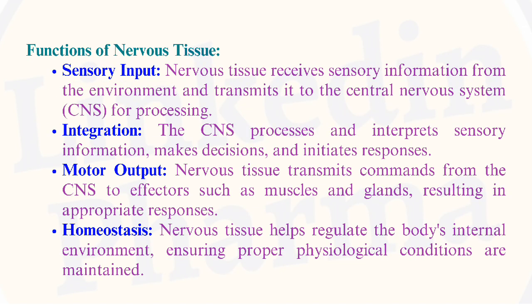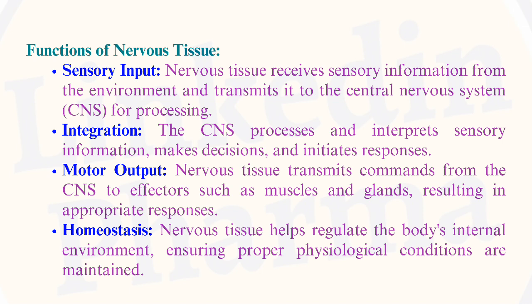Functions of nervous tissue. Sensory input. Nervous tissue receives sensory information from the environment and transmits it to the central nervous system, CNS, for processing. Integration. The CNS processes and interprets sensory information, makes decisions, and initiates responses. Motor output. Nervous tissue transmits commands from the CNS to effectors such as muscles and glands, resulting in appropriate responses.